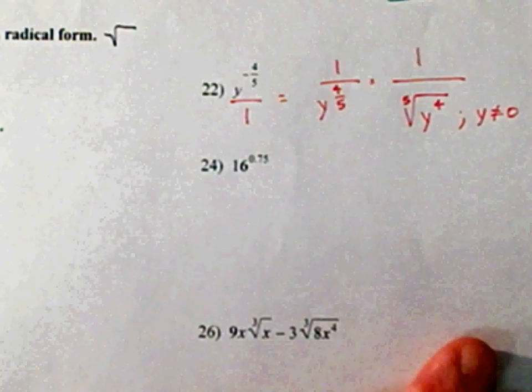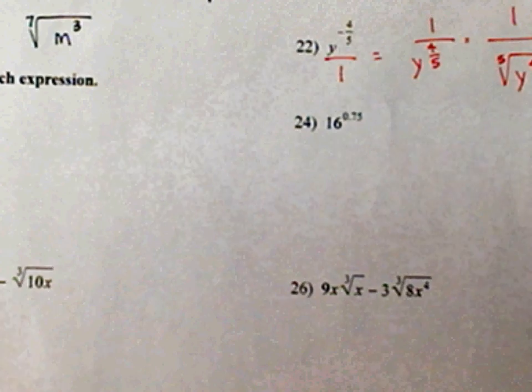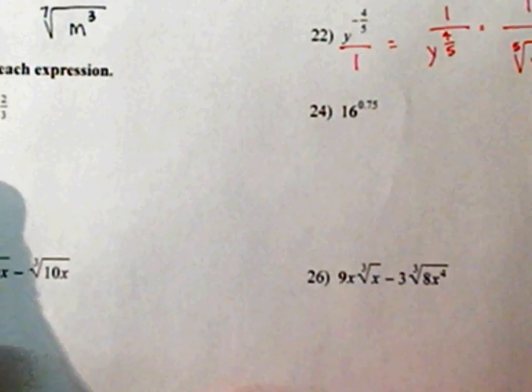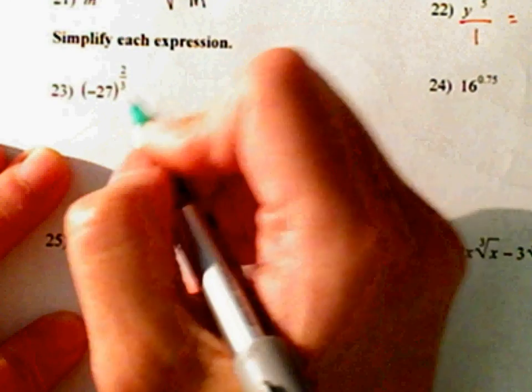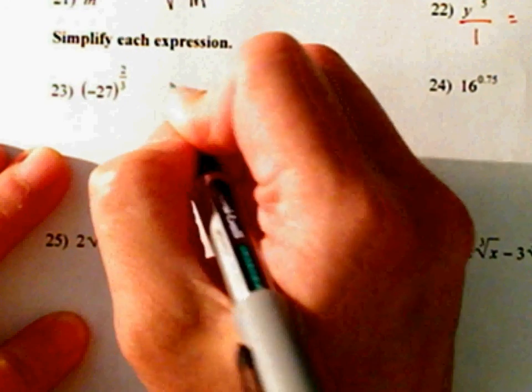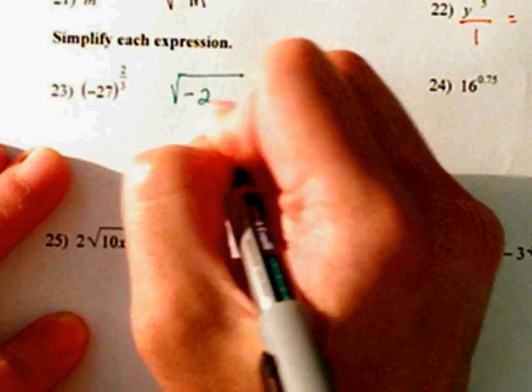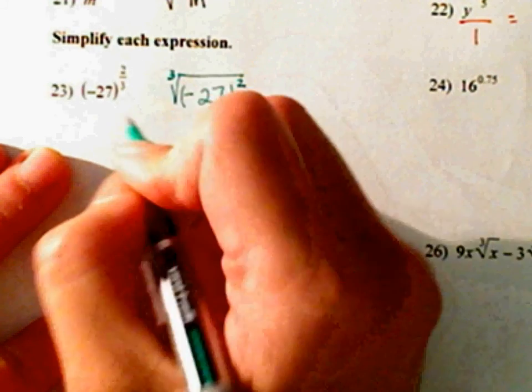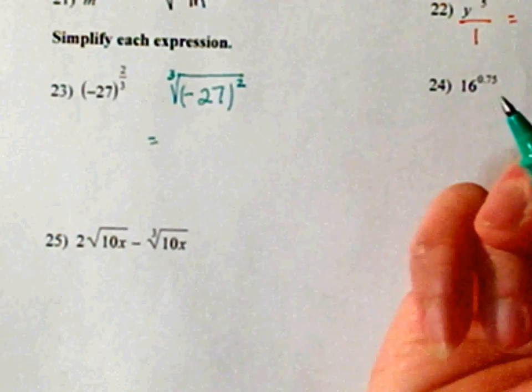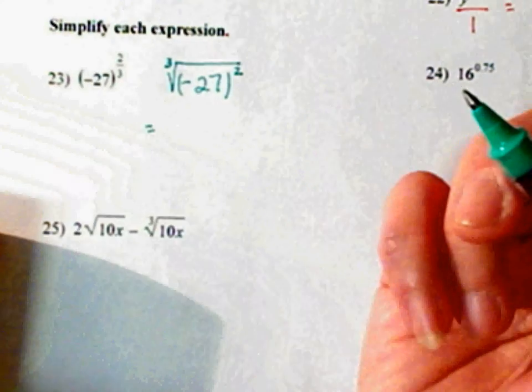Number 23, simplify each expression. This here is the same thing. I'm going to go ahead and rewrite it as a radical sign. So negative 27 squared to the 3rd root. So let's see. What is negative 27 squared? Well, you can look right here at your sheet.